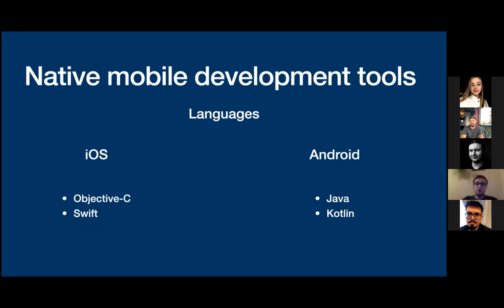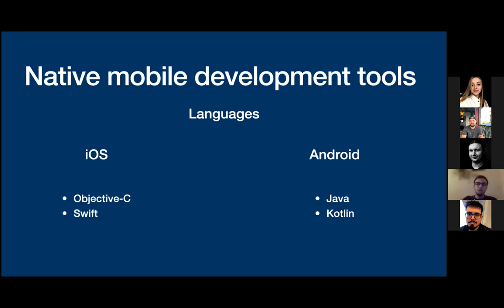So Apple provides us with Objective-C and Swift. Objective-C is a legacy development language. It's kind of a powerful extension of the C language, a very, very old and low-level language, and is dedicated to development for Apple family devices.